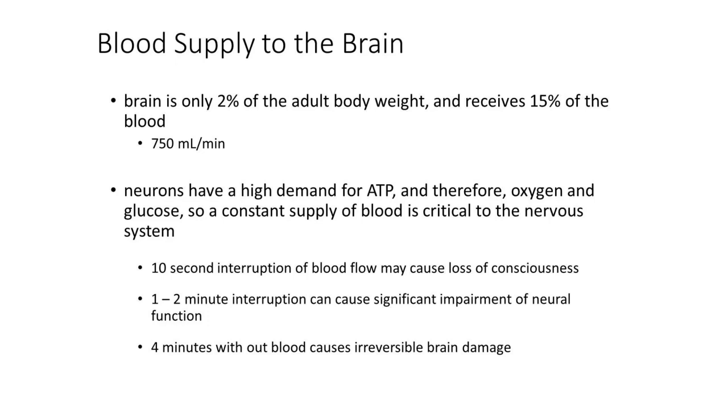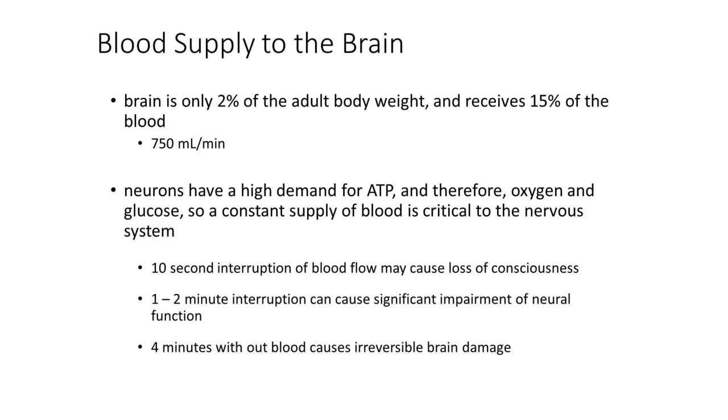Your brain has a supply of blood. Your brain is only about 2% of the adult body weight, but it receives 15% of the blood. And this is because neurons have a high demand for ATP and therefore oxygen and glucose. So we need a constant supply of blood to the brain to help to make sure that our nervous system is able to work as efficiently and as fast as we need it to.